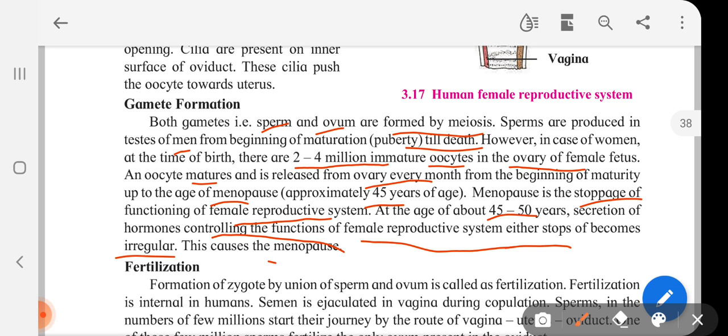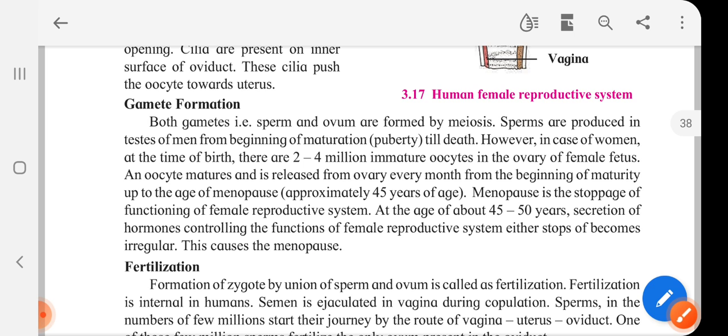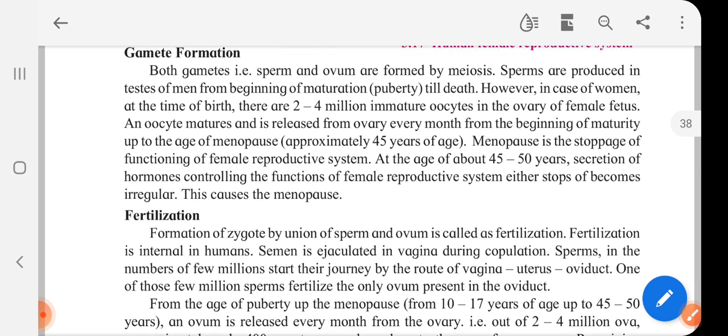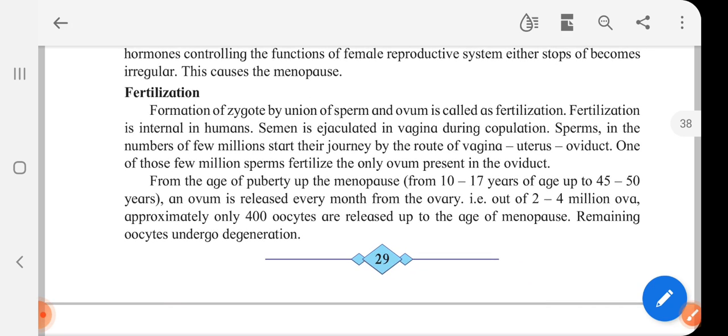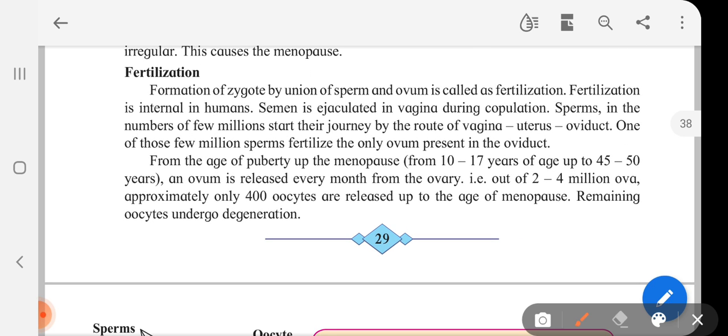Okay, so this causes menopause, which leads to the stoppage of the release of oocytes from the ovary. Now, how does fertilization occur? The union of sperm and ovum is called fertilization. So it's the formation of a zygote.